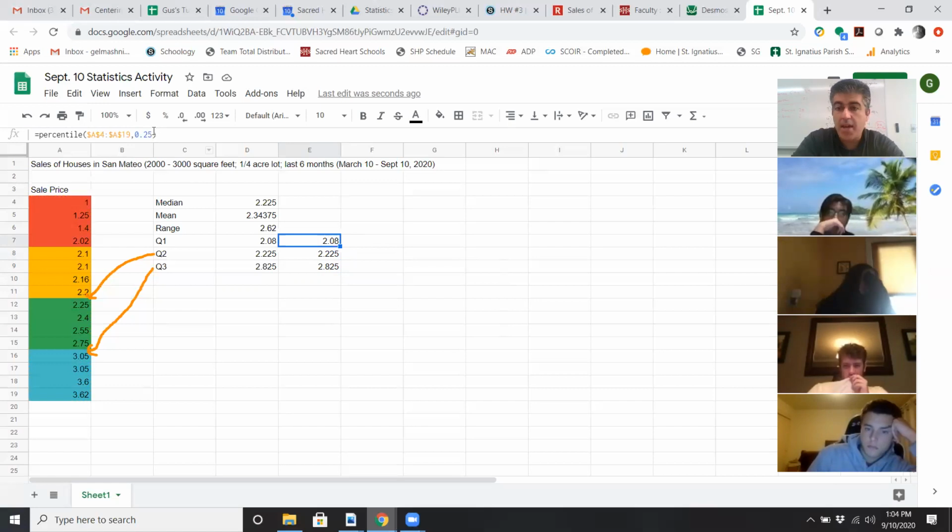You can change this up to any kind of percentile you want. So for example, I know many people have not been able to do the SAT or ACT, but a lot of times when they say you got 80th percentile, it means your score was better than 80% of people who took the test.